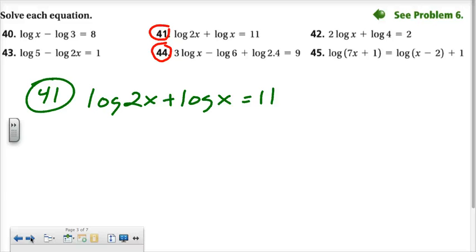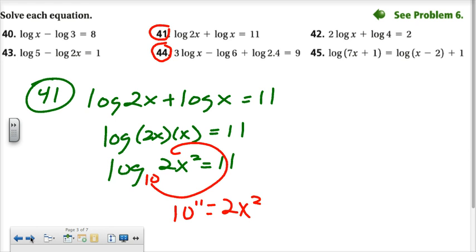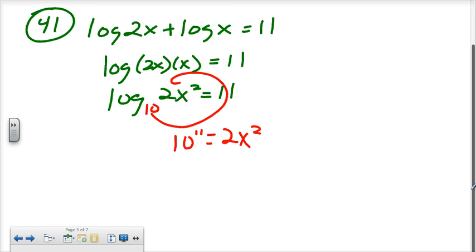So addition means multiplication. This was really the logarithm of 2x times x equals 11. And that's the logarithm of 2x squared equals 11. And then again, common logarithm, log is base 10, and snail shell. So 10 to the 11th equals 2x squared. Then we would go ahead and divide both sides by 2. So 10 to the 11th divided by 2 equals x squared.